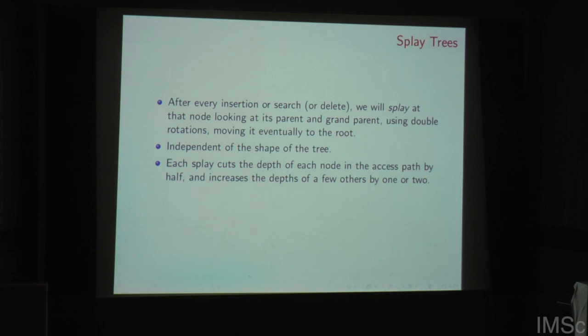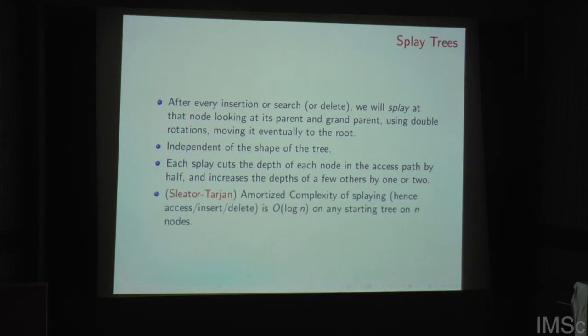And it turns out, I'll tell you what splay operations may be. It turns out that somehow automatically it cuts the depth of the nodes on the access path by a factor of 2, and it sort of self-adjusts the tree. And they proved that the amortized complexity of what they came up with is actually log n, starting with any tree on n nodes, even though the worst case could be linear.